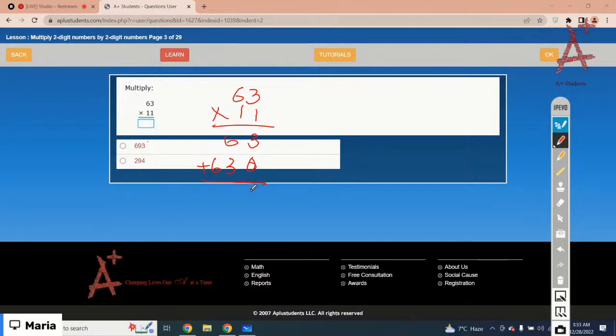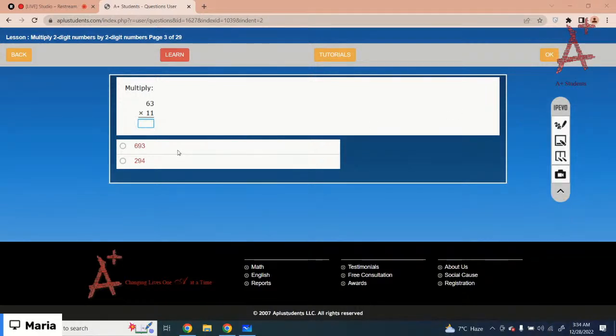0 plus 3 is 3. 6 plus 3 is 9 and here you have 6. So it would be 693. Got it? So the first option is the correct one. Just select the correct option, then click on the OK button.